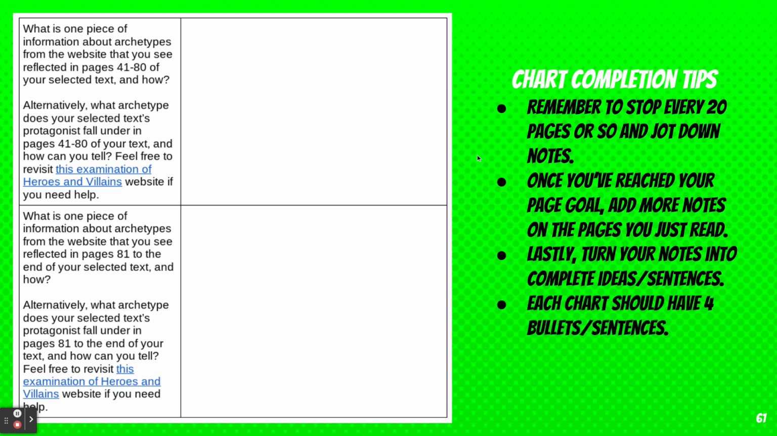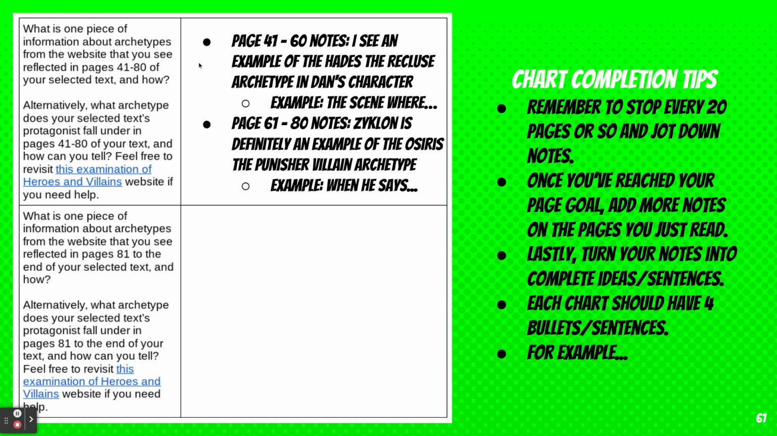Each of your charts should have 4 bullet points or 4 sentences. So for example, in this one where I'm supposed to read from page 41 to 80, the first 20-page chunk from page 41 to 60, my notes say, I see an example of the Hades the recluse archetype in Dan's character. And then my second bullet point is the example, or answering that question, how? Well, the scene where blah, blah, blah happens, and I'll just describe it. It's also a good idea to write down specific page numbers so that you can get back to these things when you're writing your essay and when you're trying to jot down quotes.